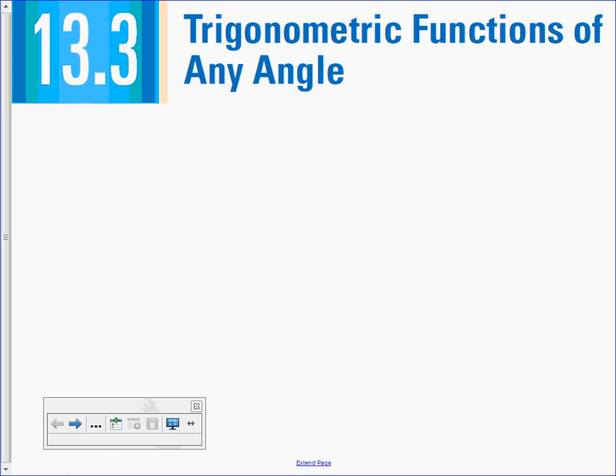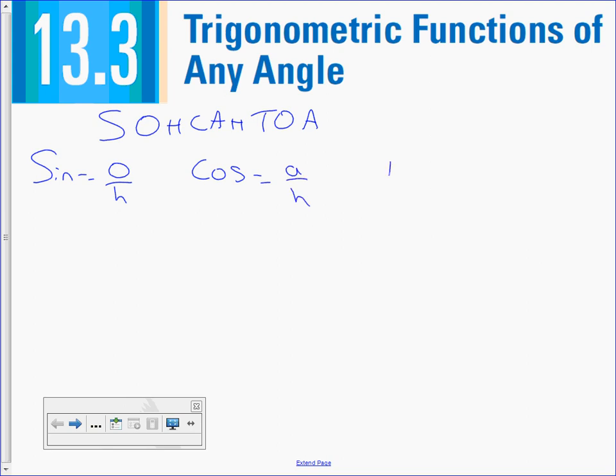So you had SOHCAHTOA. Sine is opposite over hypotenuse. Cosine is adjacent over hypotenuse. And your tangent, opposite over adjacent. Okay? You agree? Yeah. All right.